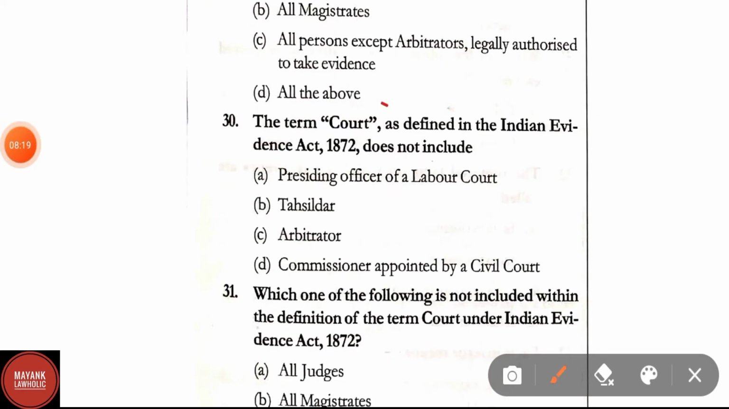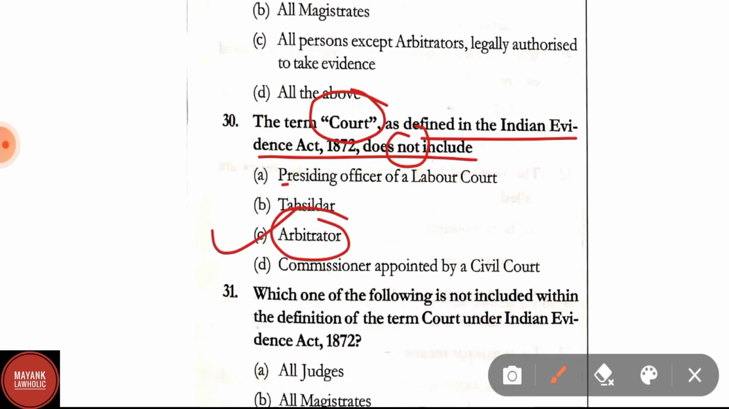Question number 30. The term court as defined in the Indian Evidence Act does not include. Option A, presiding officer of a labor court, tehsildar, arbitrator, commissioner appointed by a civil court. Correct answer is option C. Arbitrator is not included in the definition of court. Presiding officer at labor court will be considered, tehsildar will be considered, and also commissioner will be considered.